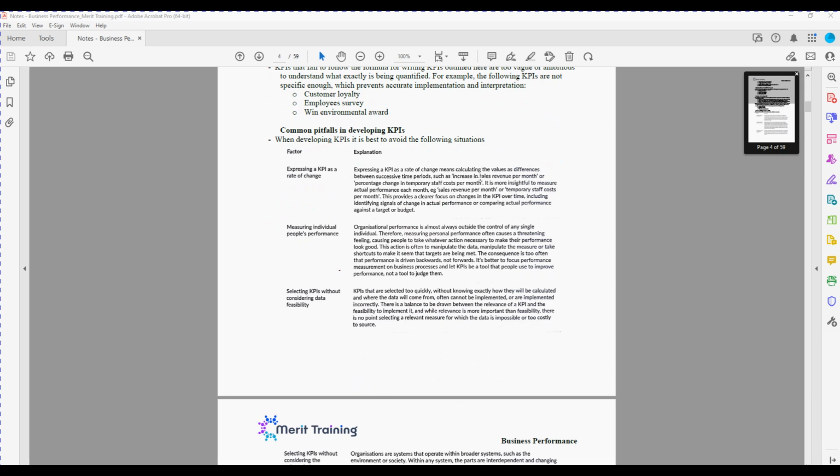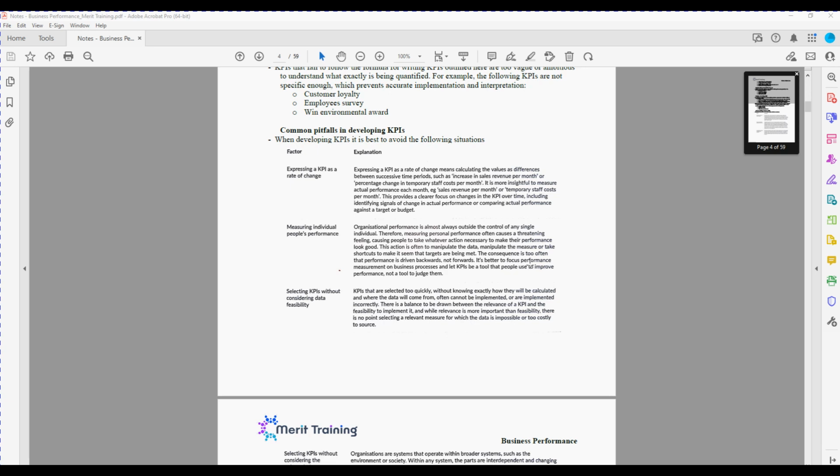Okay, so what are some common pitfalls when developing KPIs? So number 1, expressing a KPI as a rate of change. So a rate of change is like acceleration, right, versus speed. So if a company is coming from a terrible starting point, but they're getting back on track really quickly, that's the rate of change. But even though the rate of change might be high, the company might still be performing badly. So it's important to basically express the KPI as the equivalent of speed, right, as opposed to acceleration.